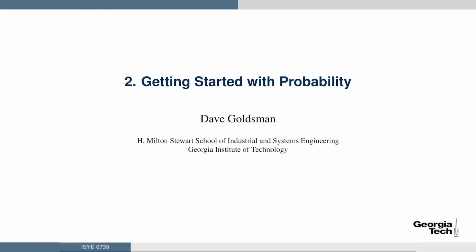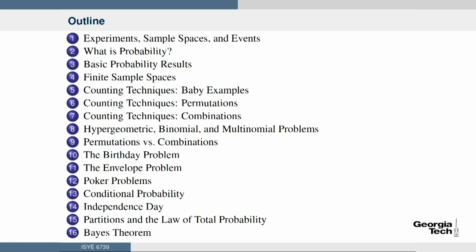Hi class, this is Getting Started with Probability. We've divided the module up into 16 lessons. The first few are just the basics: experiments, sample spaces, events, what's probability, etc. The next three are counting techniques. That has to do with efficient ways to count things.